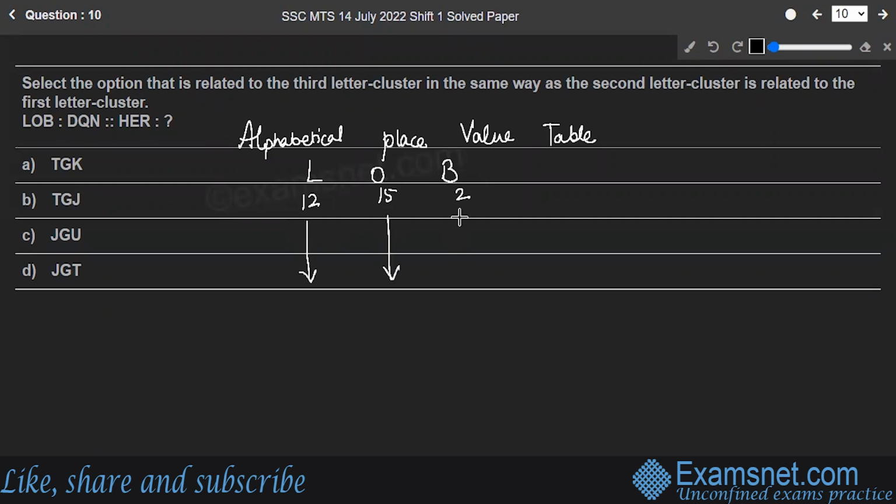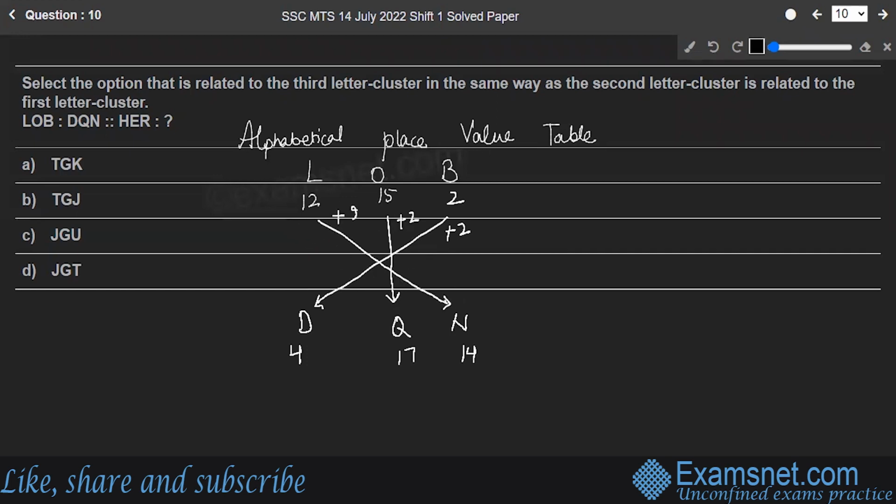It is shifted to DQN. I'll just write down D, Q, and N. D is at 4, Q is at 17, and N is at 14. So you notice one thing: here will be a plus 2, and plus 2. So at every step you are adding a 2, but in a cross manner.